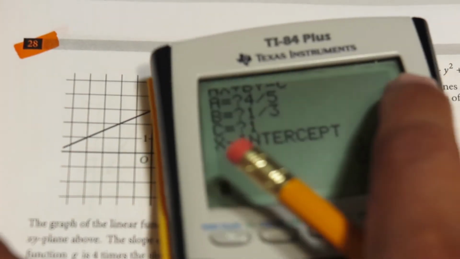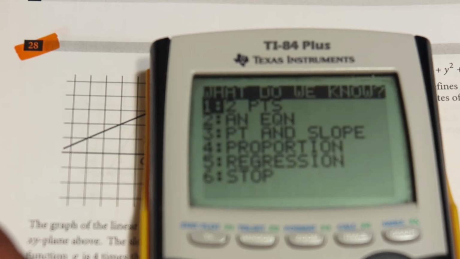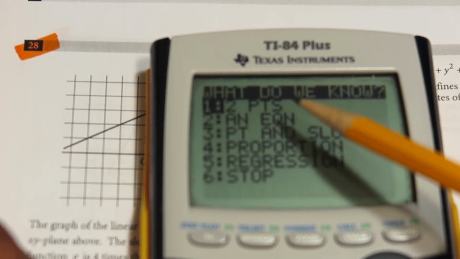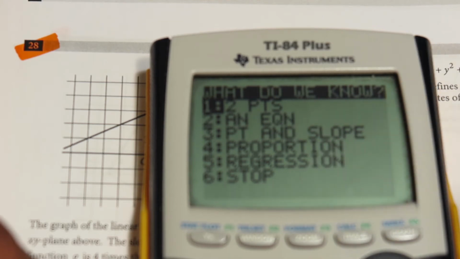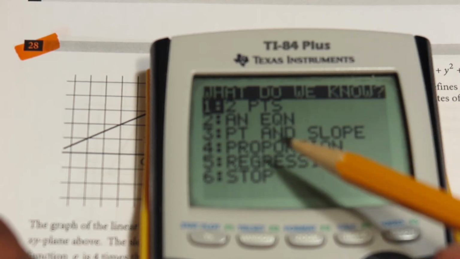All right, so first two things that I've showed you, we've done 2 points, some examples that show you 2 points. We've done a couple examples that show you how to use an equation. Now I'm going to show you how you would use a point and a slope.